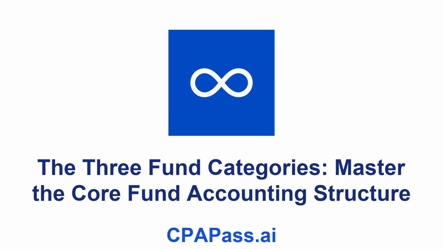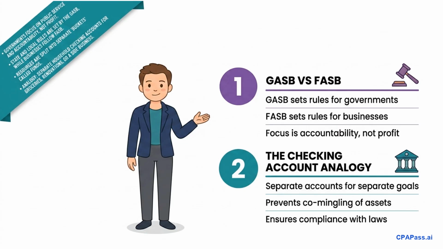Visit cpapass.ai. Today, the 3 fund categories: master the core fund accounting structure. When you study for the CPA exam, the first thing to realize is that governments do not exist to make a profit. Unlike Apple or Walmart, which follow FASB rules to measure net income, state and local governments follow GASB standards to demonstrate accountability to taxpayers. To do this, they do not use one big set of books. Instead, they split their resources into separate self-balancing buckets called funds. Think of this like a household using separate checking accounts, one for groceries, one for home renovations, and another for a side business. This prevents commingling and ensures restricted money is spent exactly as intended.